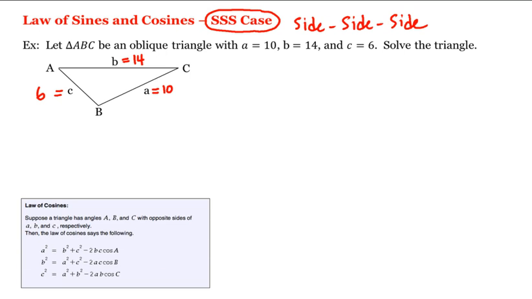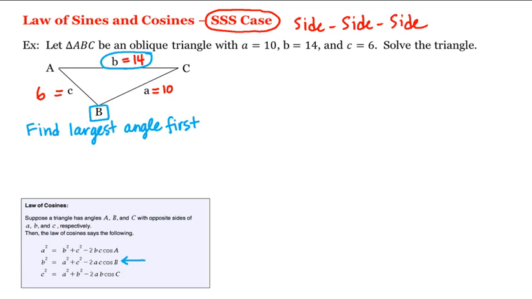Now, when we're in this SSS case and we're going to be using the law of cosines, what we do first is we find the largest angle to see if our triangle has any obtuse angles. So we'll find the largest angle first. And we know what angle that is because it's across from the longest side. And since little b here is the longest side, that means capital B is the largest angle. So we'll be using this middle formula down here.